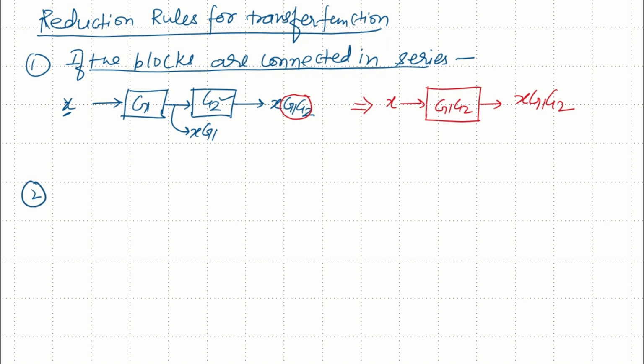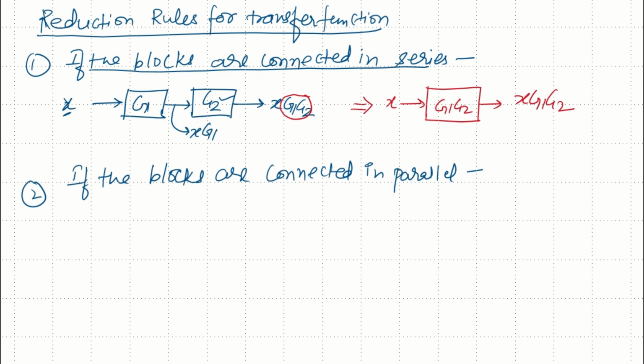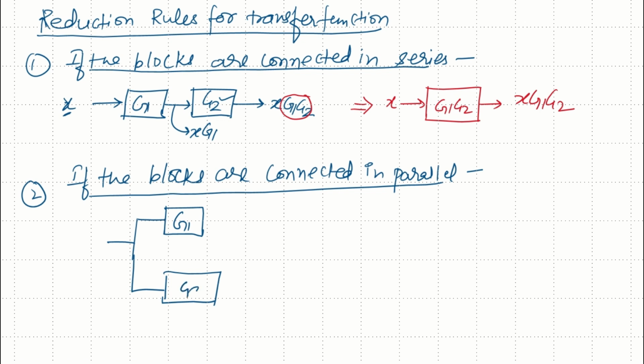Now in the second case, what if the blocks are connected in parallel? Let us take such a case in which we have 2 blocks with the gain G1 and gain G2 connected in parallel, and after the output these 2 are added, and then we are getting the final output, and the same input X is applied to both the blocks. Now at the output of this block we will get output X G1, and at this block we will get output X G2, and since both the signals are added by the summer, the final output will be X times G1 plus G2.